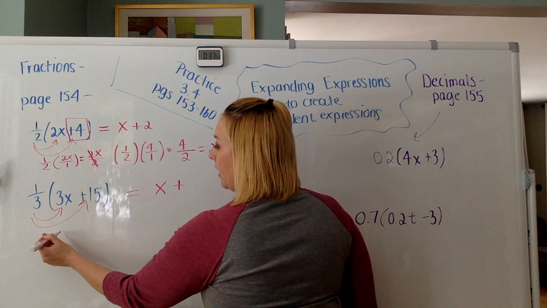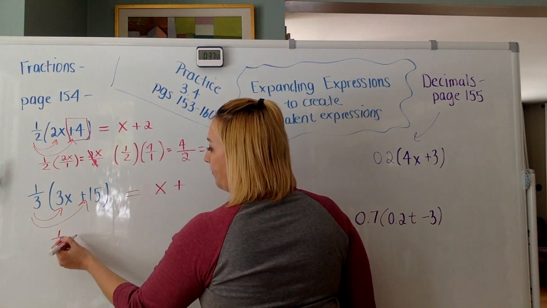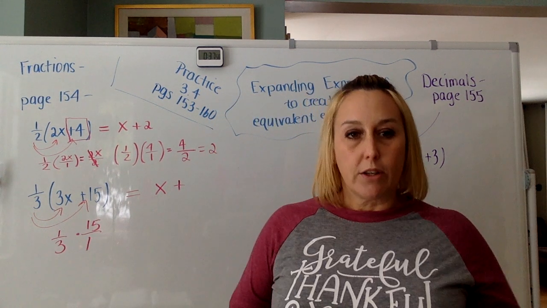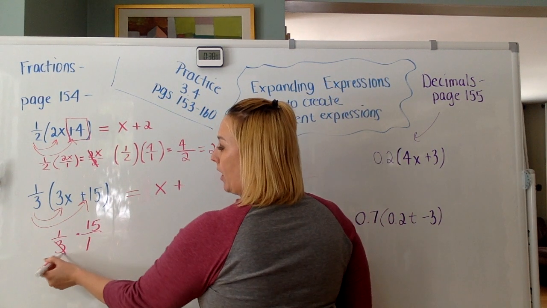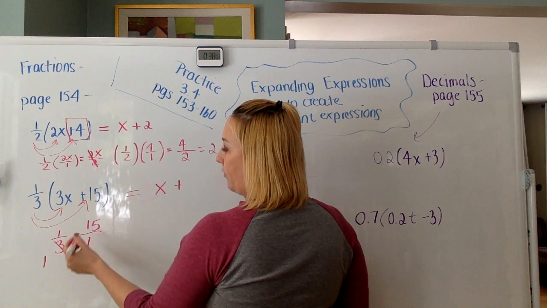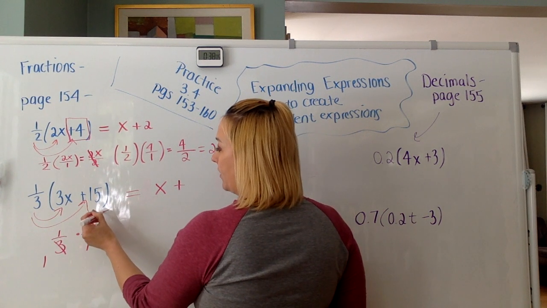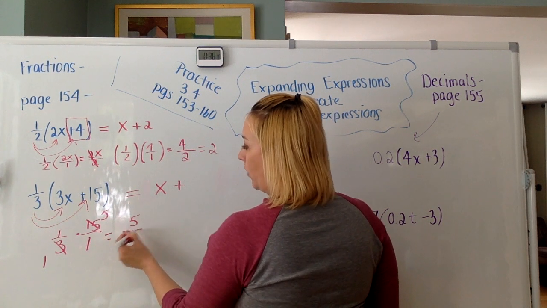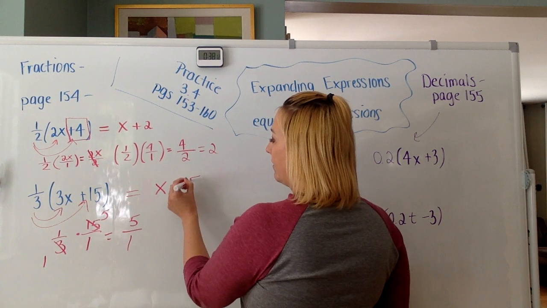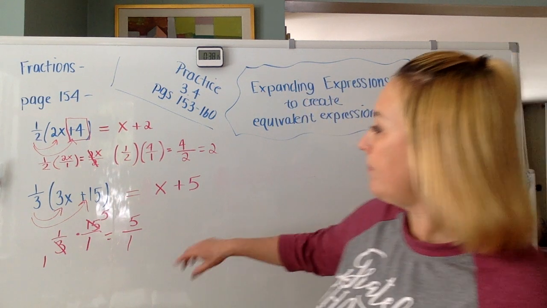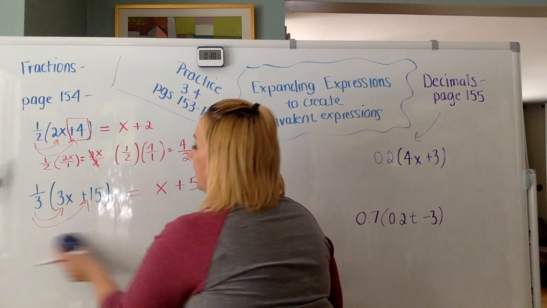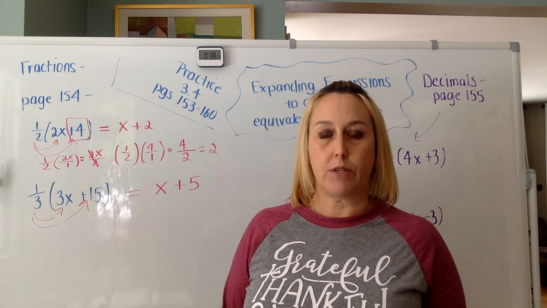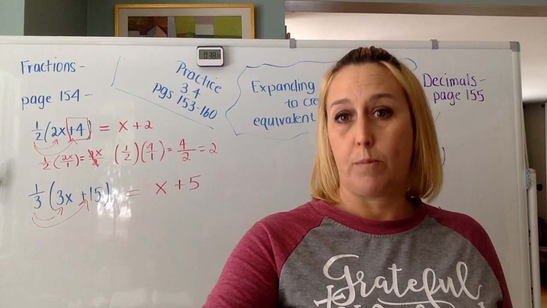So I go down here and say, all right, well, what's 1/3 times 15? We can use our good old friend cross simplifying. 3 goes into 3 once. 3 goes into 15 5 times. Well, 1 times 5 is 5, and 1 times 1 is 1. So x plus 5 is an equivalent expression to 1/3 times 3x plus 15. Okay, hope that all makes sense.